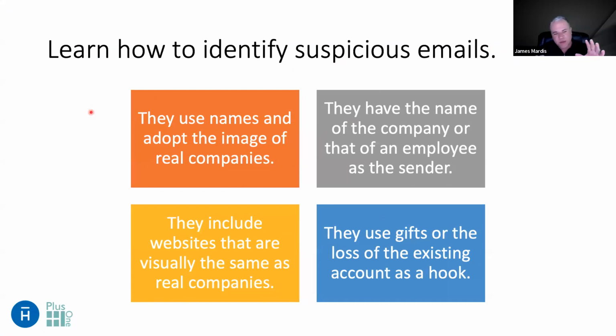Oftentimes what they'll do is that they'll look like it's from somebody that you know. So maybe it's my name, right? Say you know me, my name is James Martis. I'm on the first slide of this presentation. So you get an email, it looks like it says James Martis, but actually the I isn't an I, it's a one. Or my email address is jamesmartis at company.com, and that's my normal email address, but the email address you actually get it from is James Martis, and the I is a one, at company.com or something like that, where they've spoofed an email address.